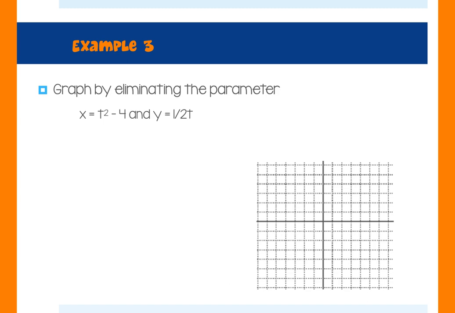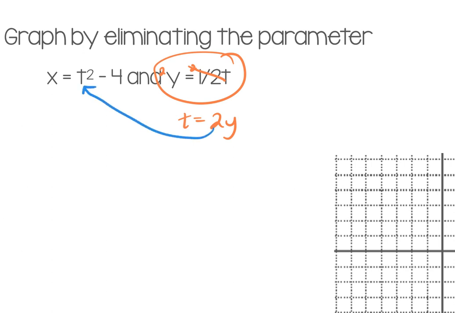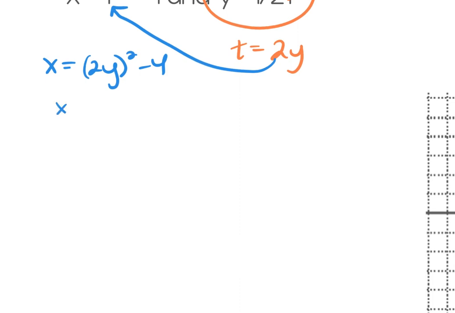So x equals t squared minus 4 and y equals 1/2 t. Which of these two is easier to isolate t in? The 1/2. So I'm going to take this, multiply both sides by 2, and I get t equals 2y. Then I'm going to take that and plug it back into this one in place of t. So I get x equals (2y) squared minus 4. And I get x equals 4y squared minus 4.